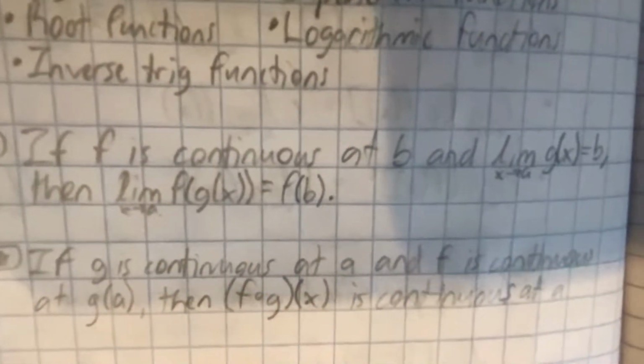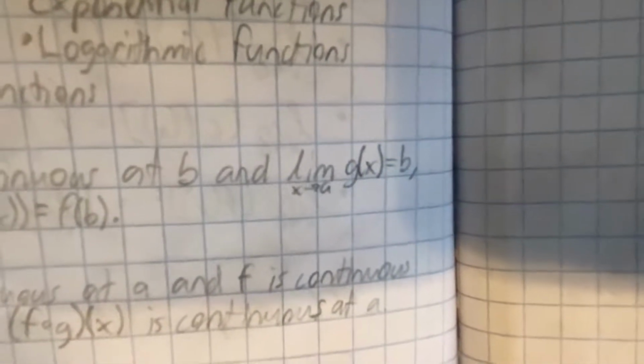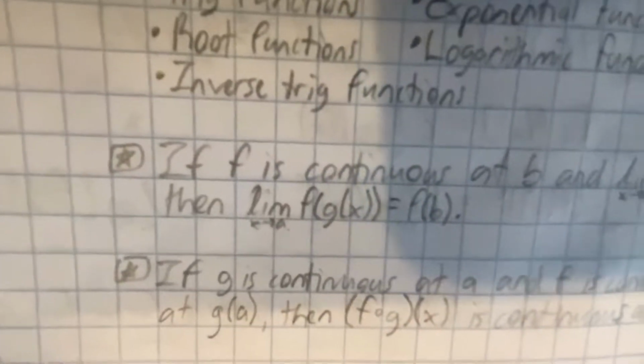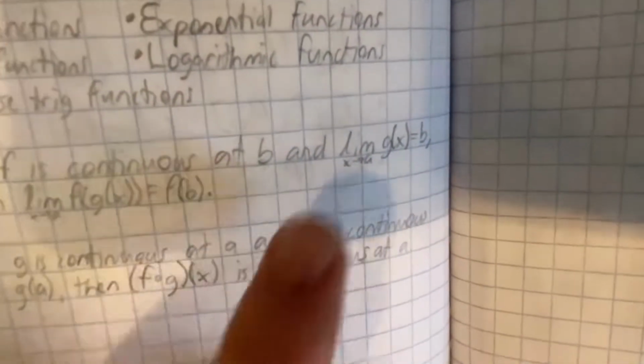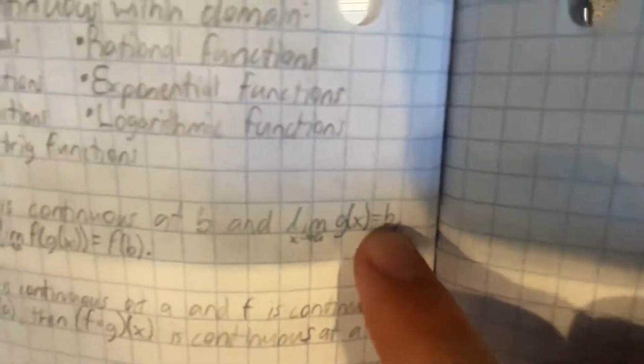That's very specific. So the limit of g of x is equal to b. So that means as x approaches a, g of x is equal to b. That makes sense. So anytime we see a g of x, we can replace it with a b. We just know that that's how that can work.